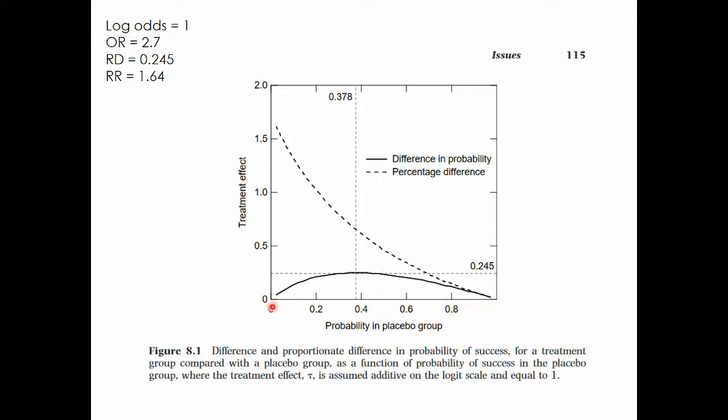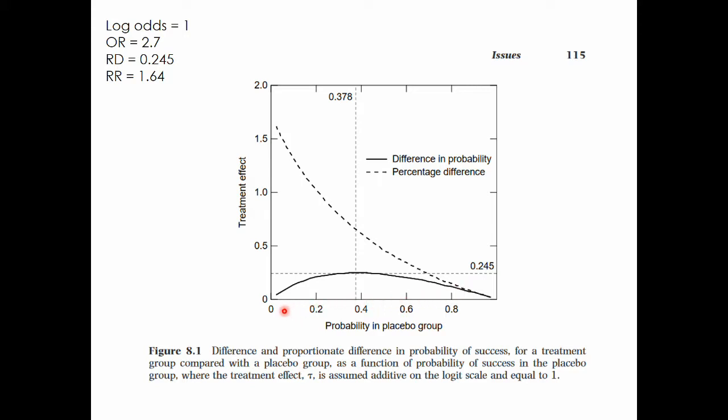The important thing to note is that everywhere in this plot, as the probability in the placebo group changes, everything here is reflected by what's called a log odds of 1. We'll talk about this when we talk about logistic regression in a later unit, which gives a constant odds ratio of 2.7. And that 2.7, this odds ratio that describes the effect of the intervention, is constant regardless of what the probability of the outcome in the placebo group is.